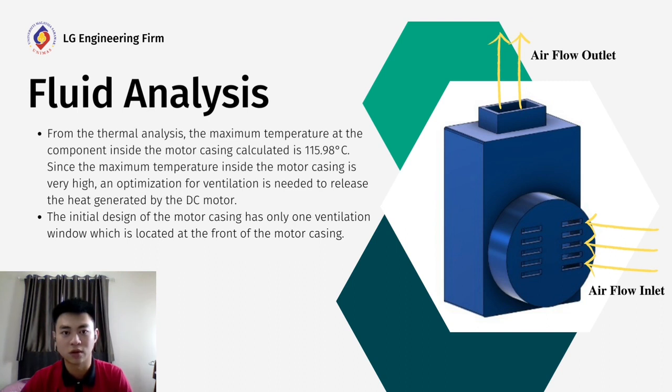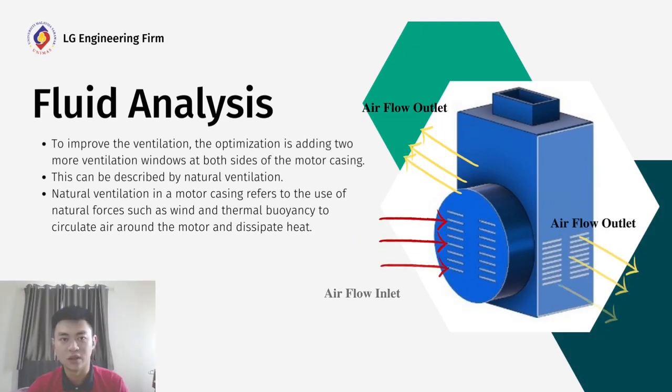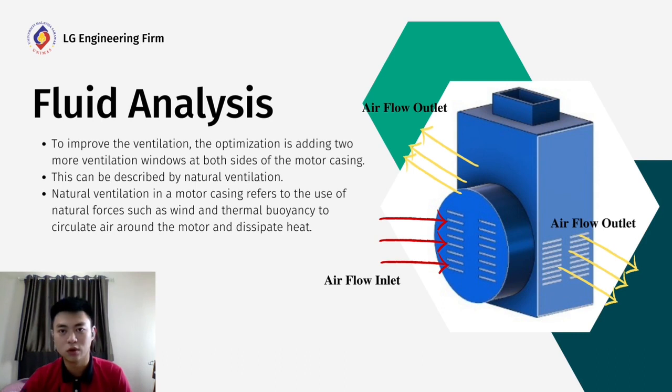The initial design of the motor casing has only one ventilation window, which is located at the front of the motor casing. This ventilation design is not significant enough to release the heat from the motor casing. To improve the ventilation, the optimization is adding 2 more ventilation windows at both sides of the motor casing. This can be described by natural ventilation.